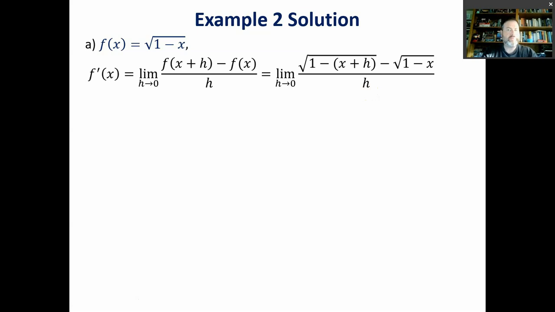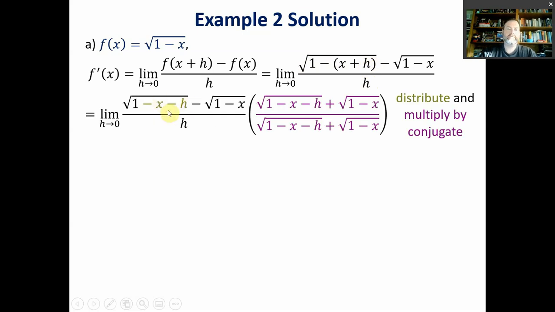And so we've seen problems like this one before. You're going to want to distribute this negative. That's this gray part here, the negative being distributed. Then you take this expression here and you say, how do I get that h out of the denominator? To get an h out of a denominator, I need to get this h by itself. And then those h's will cancel. So I need to multiply this whole thing by the conjugate.